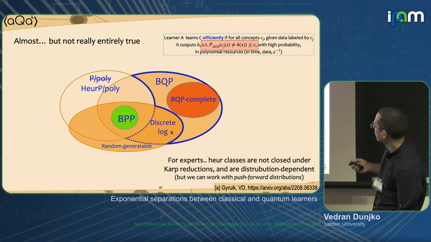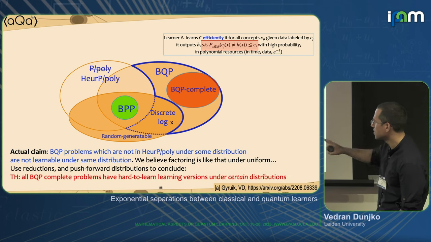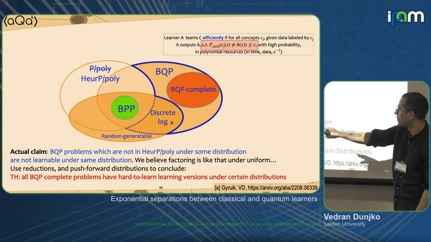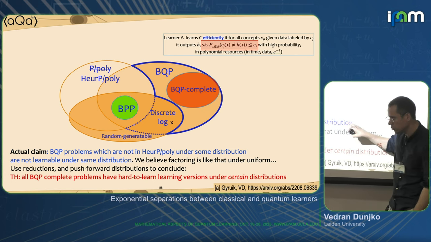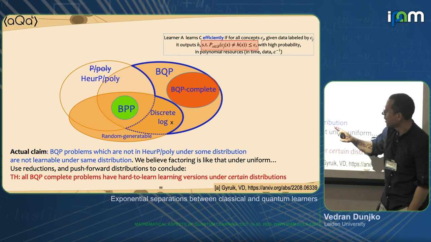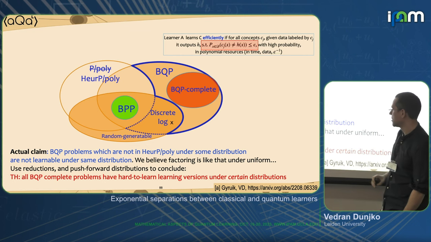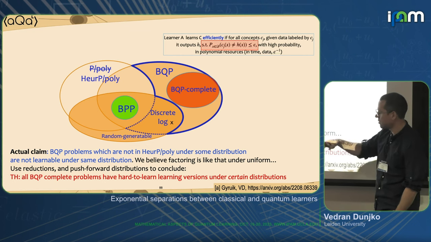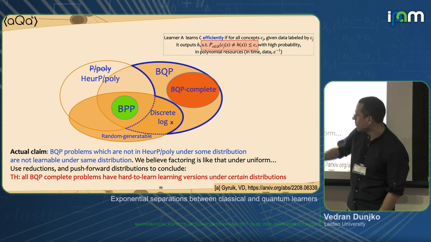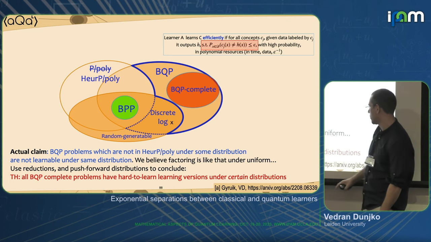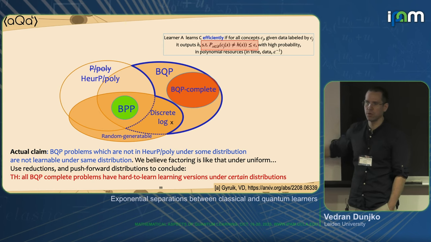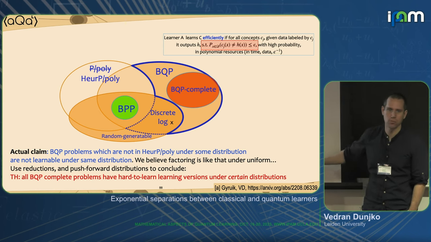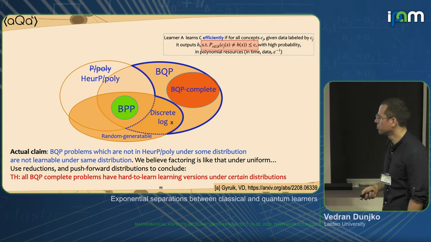Let's move away from the heuristic for a second in the interest of time. So this is the actual claim. A BQP problem which is not in the heuristic version of P/poly under some distribution is not learnable classically under the same distribution. Factoring is like that, discrete log is like that. All BQP-complete problems have hard-to-learn versions under certain distributions. Every single BQP-complete problem you give, I can construct a learning separation for that problem, for some distribution.